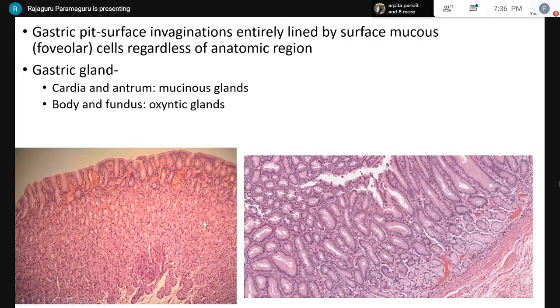So by looking at the slide, you can say the site of the biopsy, where the biopsy has been taken from. And this also has clinical significance. So in the report, it is always right to mention the site, whether it is body or fundal mucosa, or antral mucosa.